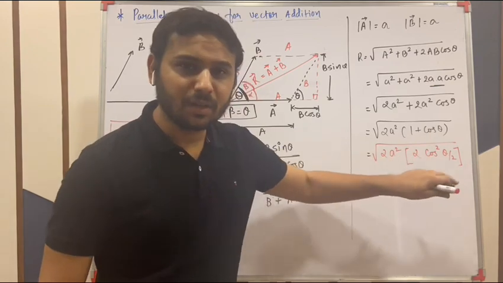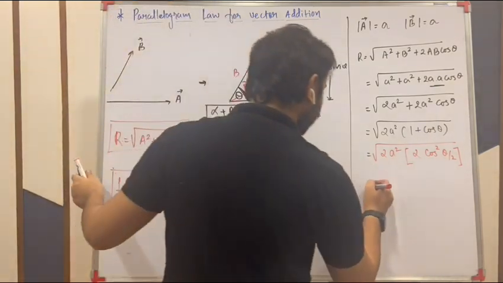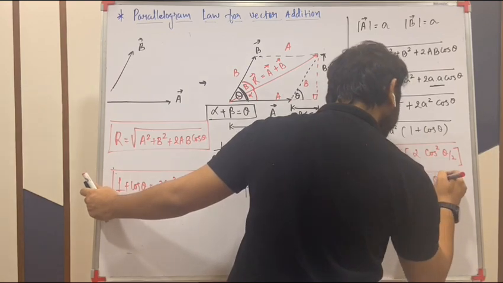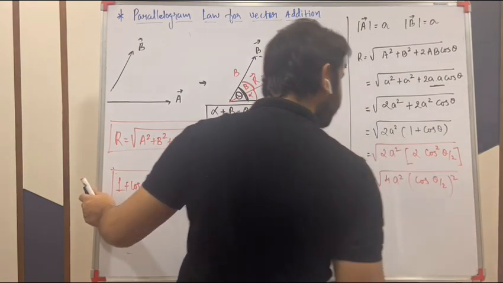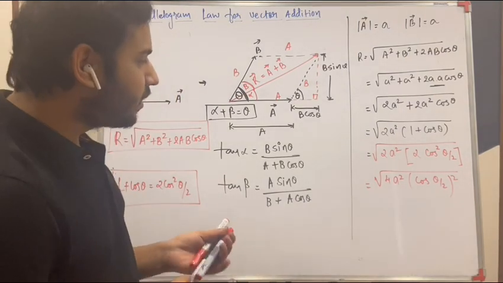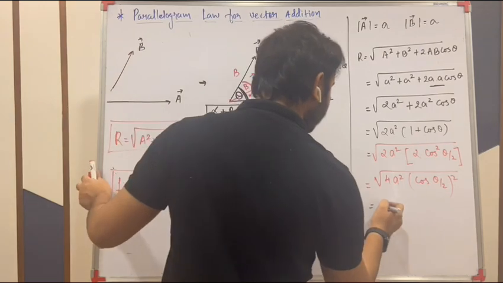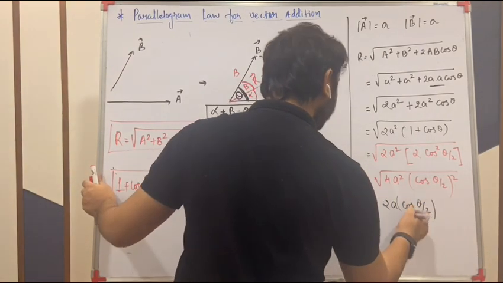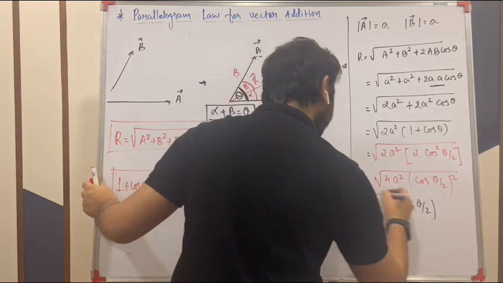Two 2s are 4. A square cos theta by 2 whole square. Cos square theta by 2 can be written as cos theta by 2 whole square. Now taking the square root, root of 4 is 2, so 2A cos theta by 2. This is your answer for the resultant vector R.